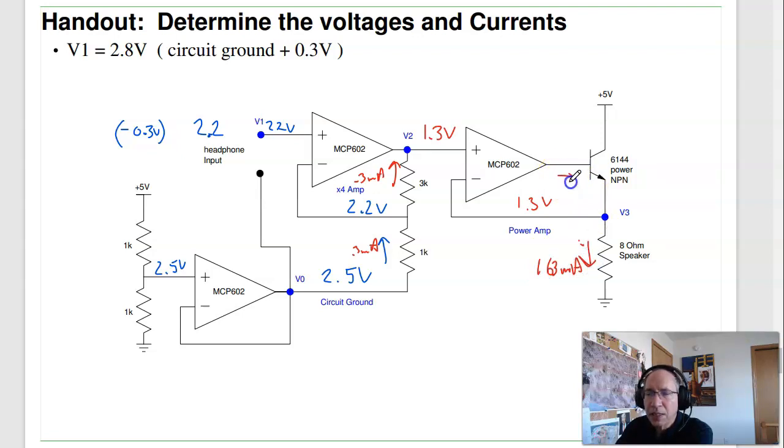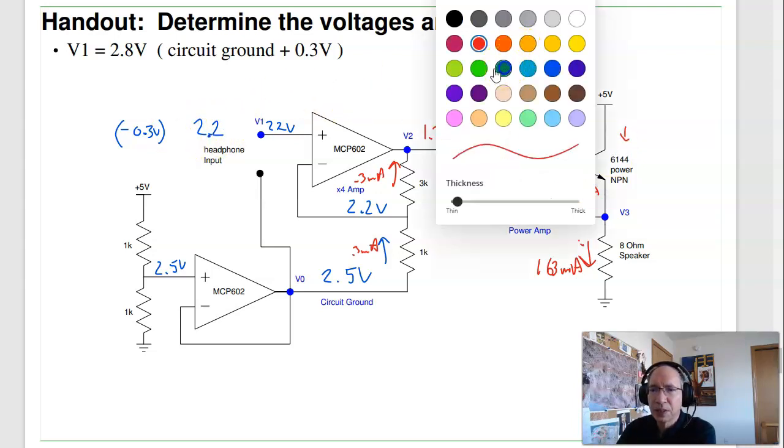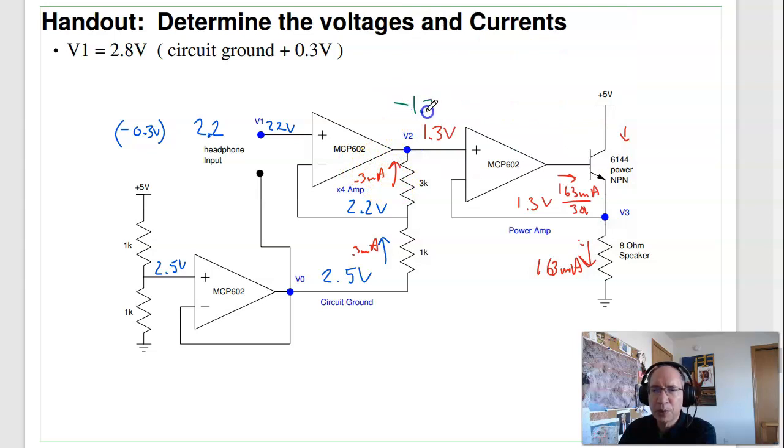And this is the 163 milliamps over beta plus 1. And here's the remainder. So again, this is minus 0.3 volts relative to circuit ground. Minus 0.3 times 0.4 gives you minus 1.2 volts relative to circuit ground. So this is 1.2 volts below 2.5, which is 1.3 volts.